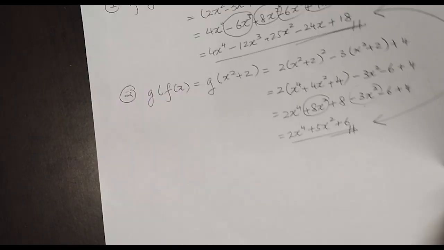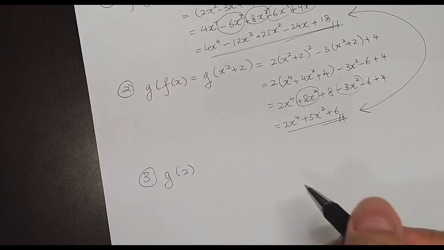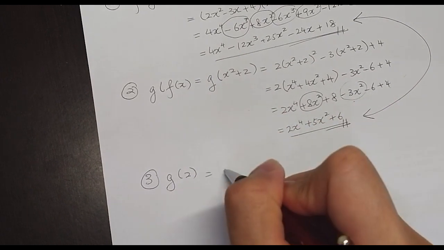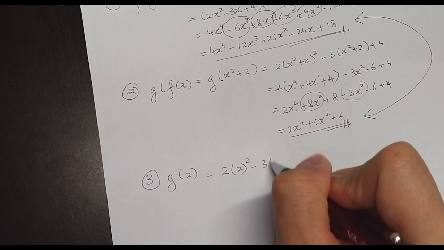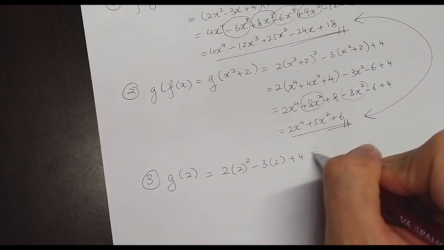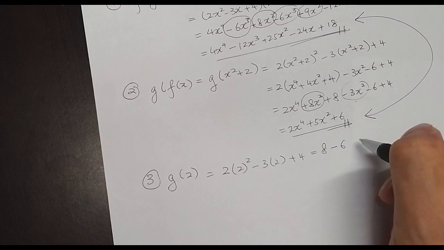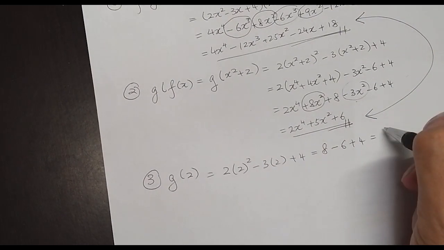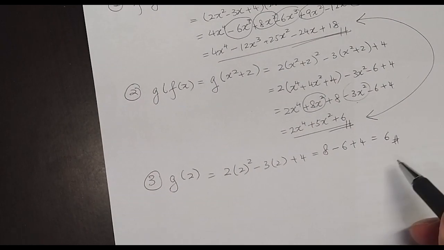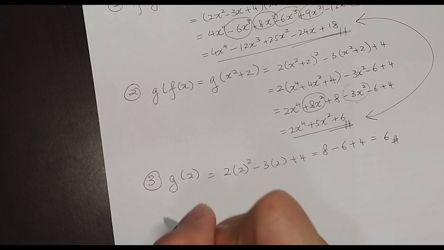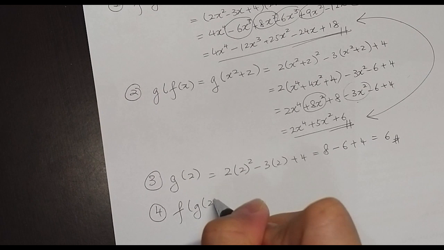And now we go down here, we get the first question. What is g of 2? G of 2 is equal to, you put this 2 into the x of the g function: 2 times 2 squared minus 3 times 2 plus 4. We get 2 times 4 is 8, minus 6 plus 4. This is 12 minus 6. The answer is 6. So this answer is a constant, it's a number. And then we also find the fourth question, f of g of 2.